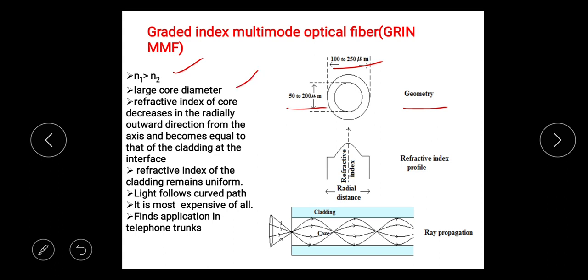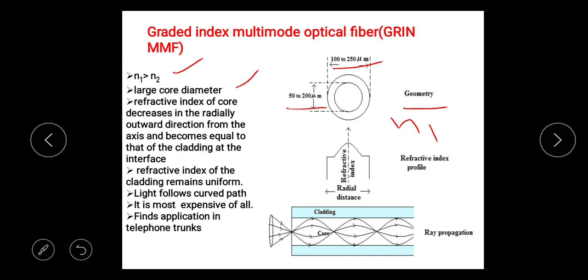Here only one main difference compared to the second one: the refractive index of the core is variable, but the refractive index of the cladding is uniform. So how does the refractive index of the core vary? How does N1 vary? Refractive index of the core decreases in the radially outward direction from the axis and becomes equal to that of the cladding at the interface.